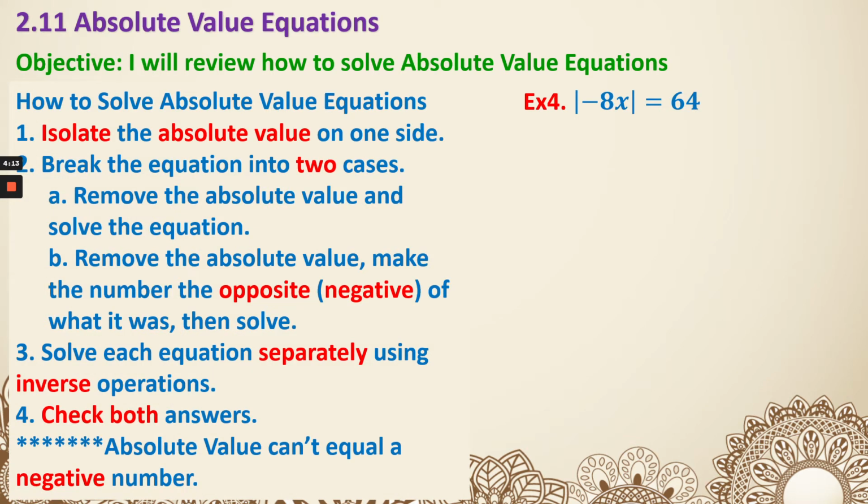Now let's solve some slightly more complicated cases. So here are the steps. First, we're going to isolate the absolute value on one side. This actually is the most important step. You do always need to make sure the absolute value is isolated.